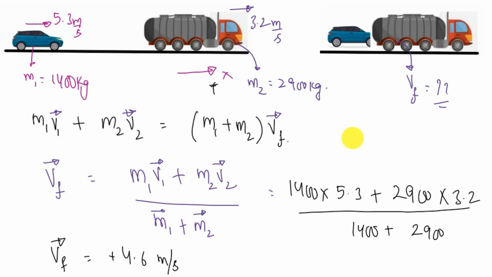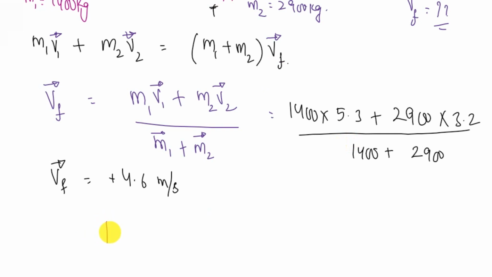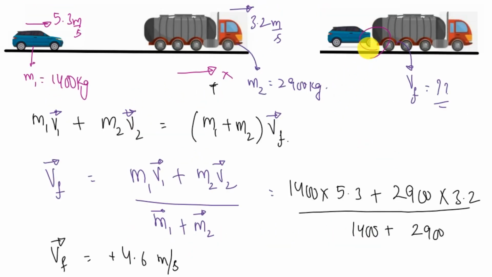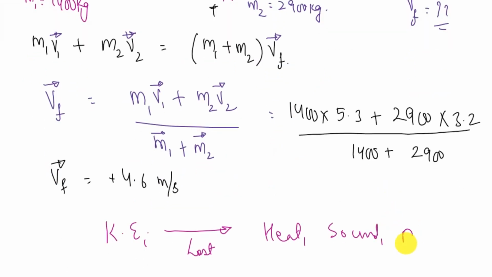So in this case some of the initial kinetic energy would have been lost in some other form, like heat, sound, or permanent deformation. Whenever metal to metal contact happened here, some permanent deformation would have come in the car and also in the truck, so some kinetic energy would have been lost in these deformations.